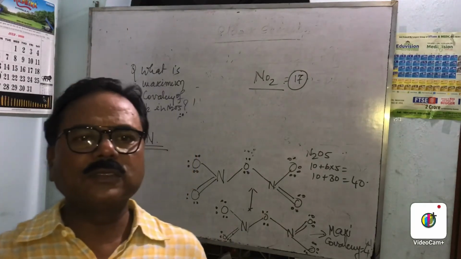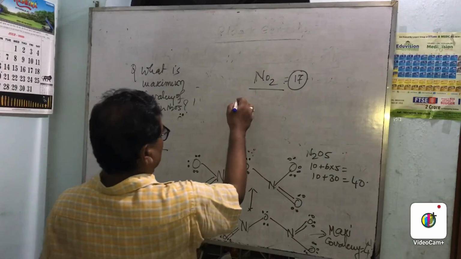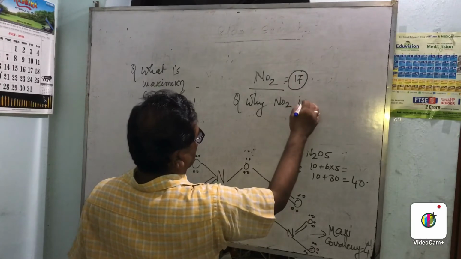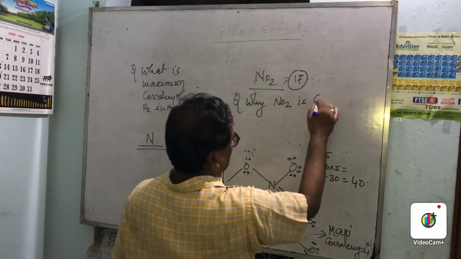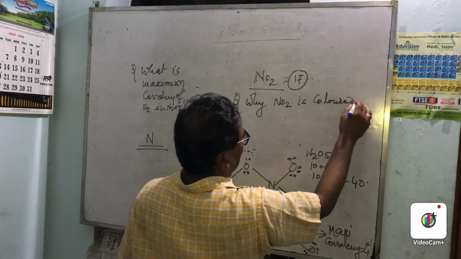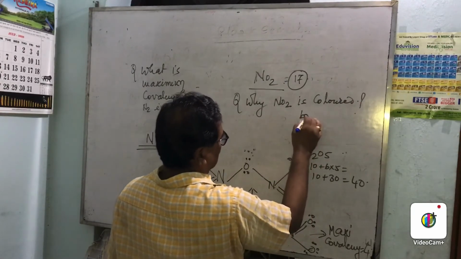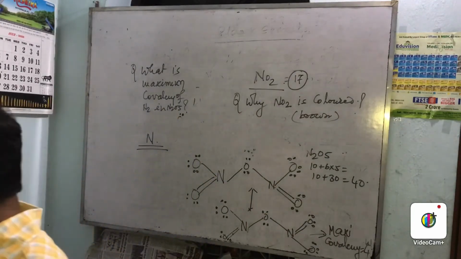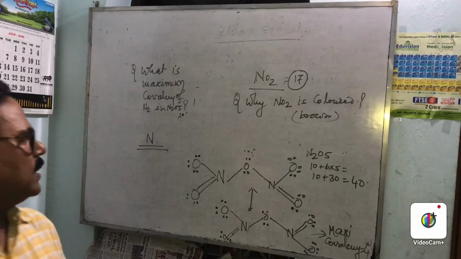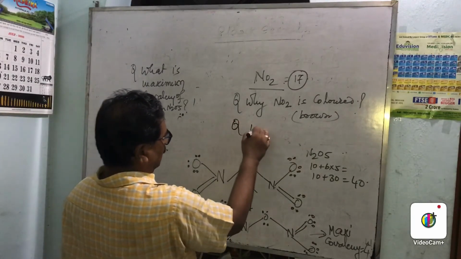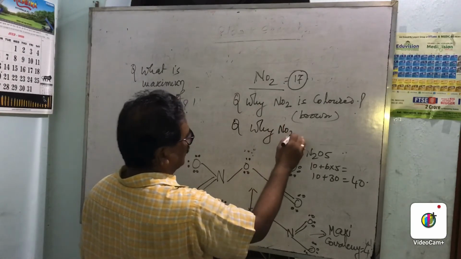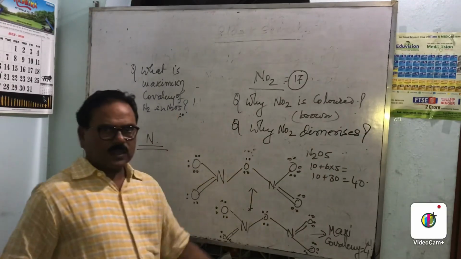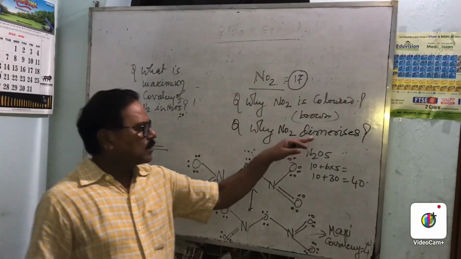Why is NO2 brown in color? Question: why is NO2 colored? Its simplistic color is brown, so we can quote here that it is brown in color. Why does it look brown in color? One thing. Another thing, why does NO2 dimerize? Dimerized, so the term is very clear. Di means two, mer means unit.